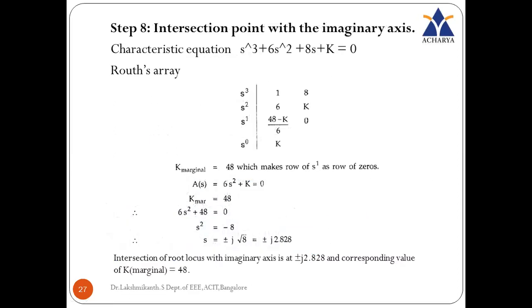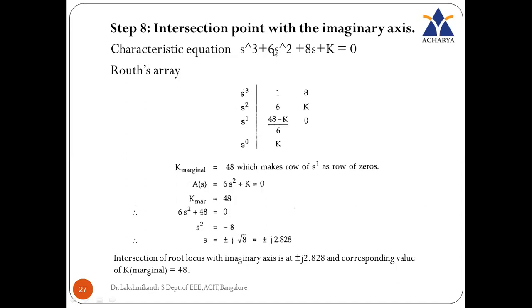Next is the intersection point on the imaginary axis. The intersection point on the imaginary axis is obtained using the RH criterion. For that, the first step is the characteristic equation that we have taken already: s cube plus 6s squared plus 8s plus k equal to 0. Form the array using the Routh array rules. The first two rows are formed from the given equation.